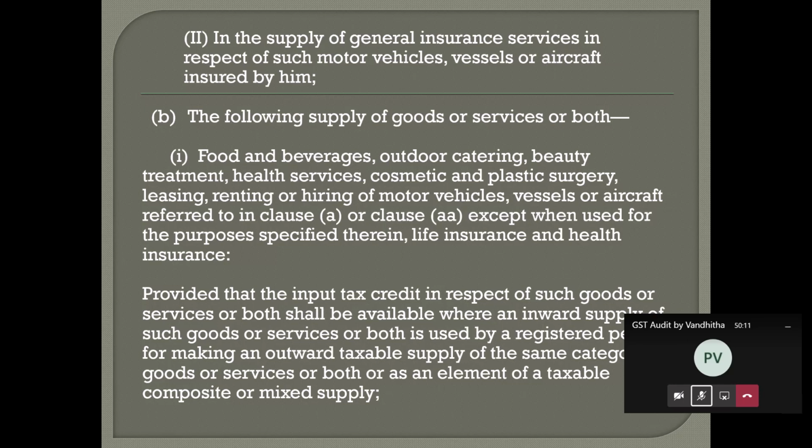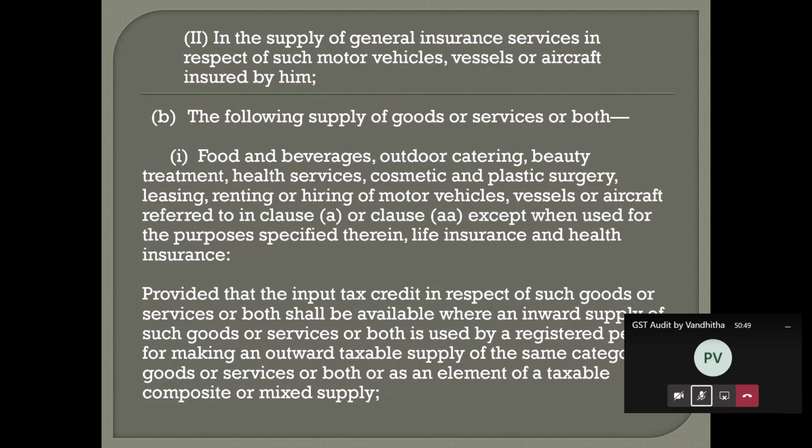In the supply of general insurance services in respect of such motor vehicles, vessels or aircraft insured by him, he can claim. The following supplies of goods or services are blocked: food and beverages, outdoor catering, beauty treatment, health services, cosmetic and plastic surgery, leasing, renting or hiring of motor vehicles, vessels or aircraft referred in Class A or Class AA, except when used for the purpose specified therein, life insurance and health services. Food and beverages, outdoor catering, beauty and healthcare services are blocked credits. They cannot claim this ITC.